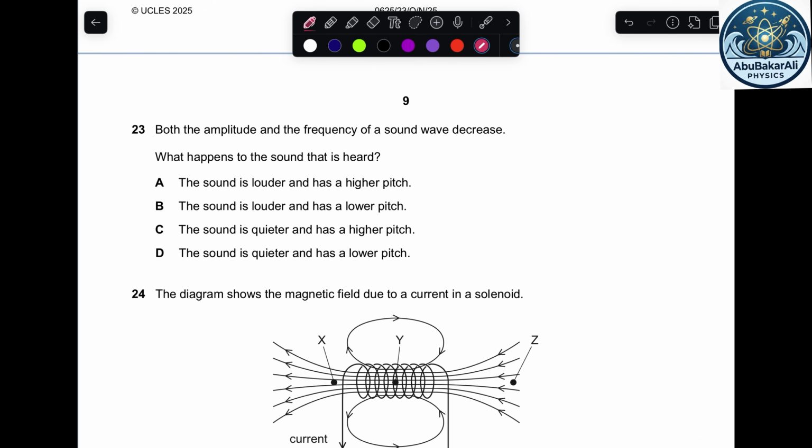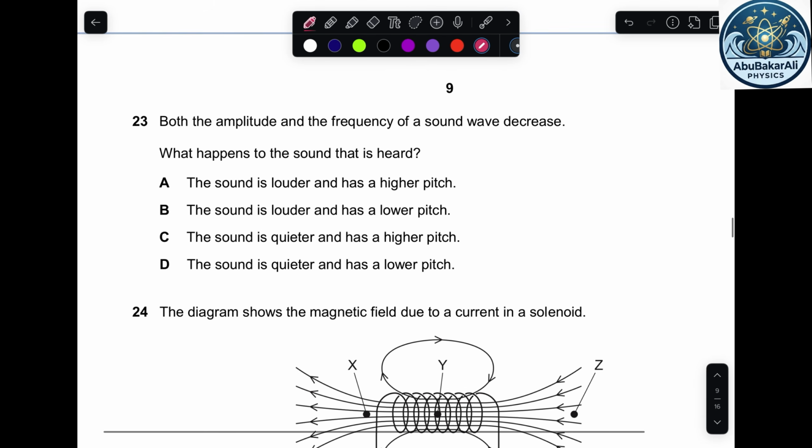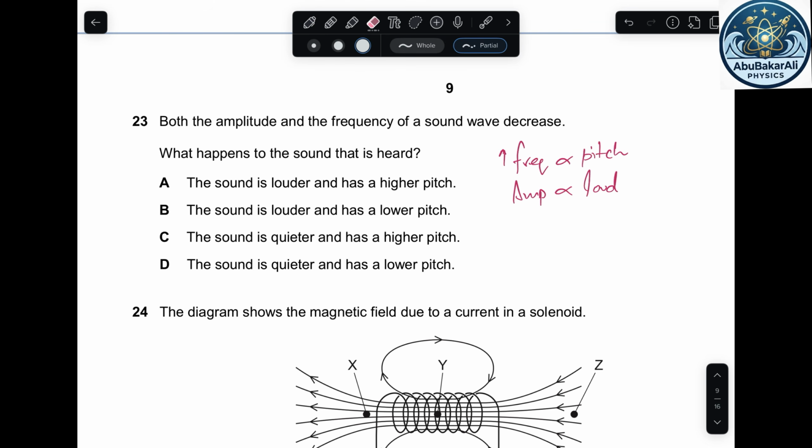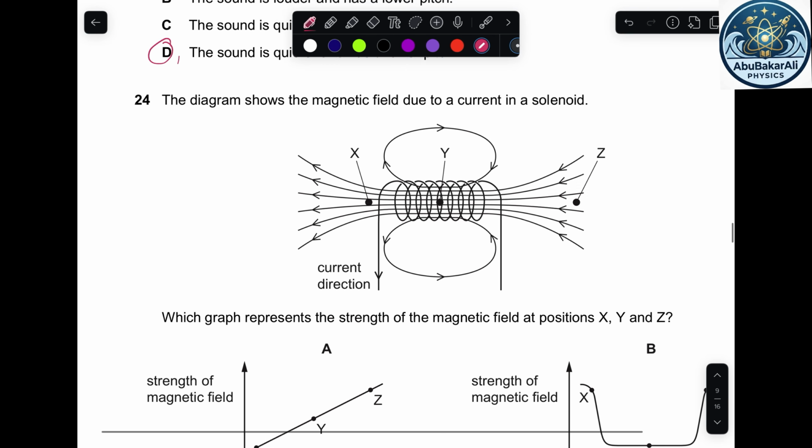23. Both the amplitude and frequency of a sound wave decrease. What happens to the sound that you are hearing? You know frequency is directly proportional to pitch, and amplitude is directly proportional to loudness. If both are decreasing, then these two things should also decrease. So it's option D. The sound is quieter and has a lower pitch.